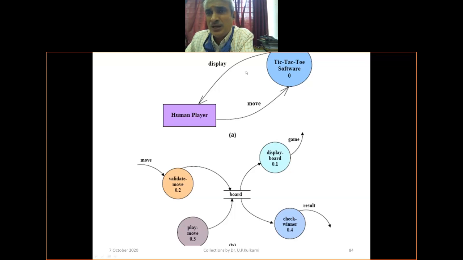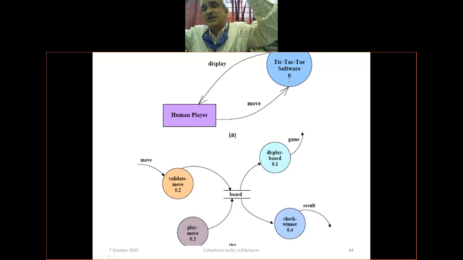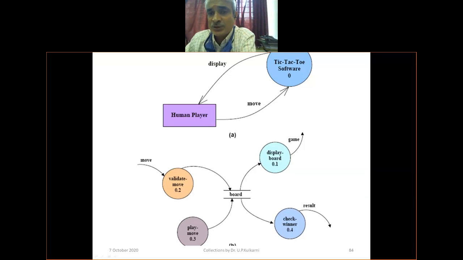The zeroth level goes like this. You have a human player as an external entity, then the tic-tac-toe software, which you mark as 0, indicating level 0, which is highly abstract in nature. The external entity provides a move, which could be anything, a number 1, 2, 3, 4, whichever cell they want. It goes to the tic-tac-toe software here.